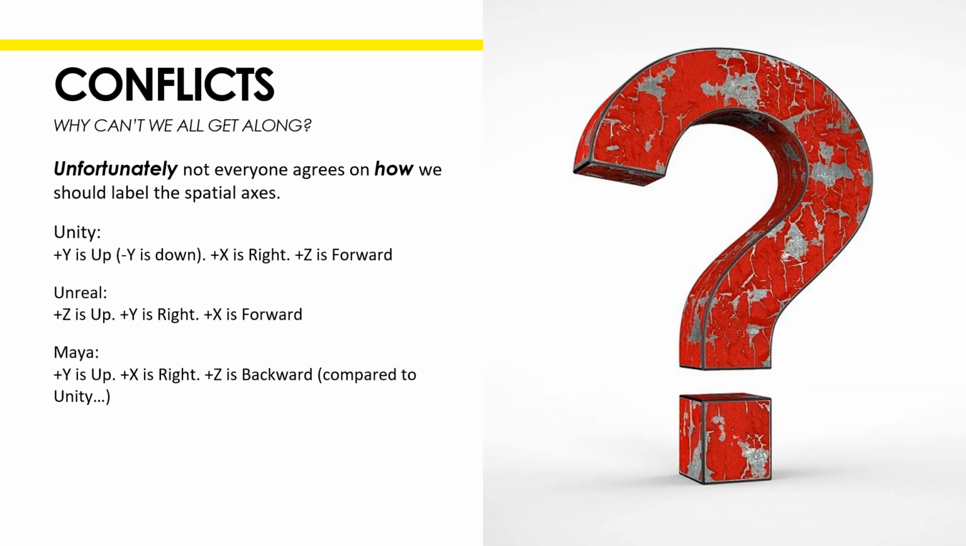Unfortunately, it's not quite that simple because not everybody agrees on how we should be labeling the spatial axes. In Unity, the Y-axis is up, with negative Y being down, the X-axis is right to left, and the Z-axis is forward to back. In the Unreal Engine, which some of you may have also used, you'll know that Z is up, Y is to the right, and X is forward. In Maya, Y is up, X is right, but Z is backwards, so it's actually been flipped there.